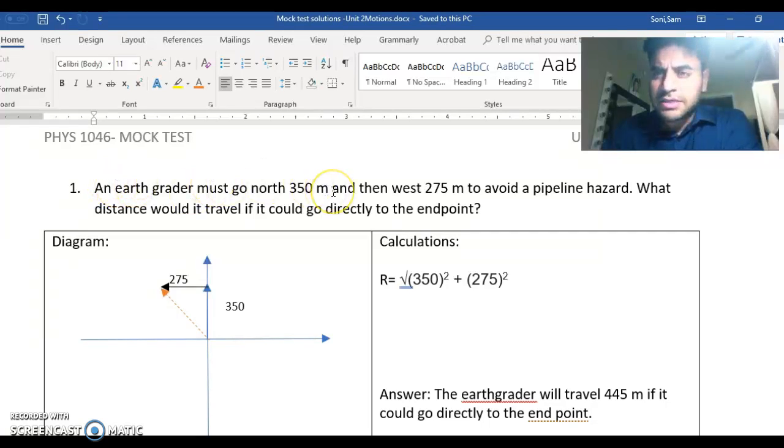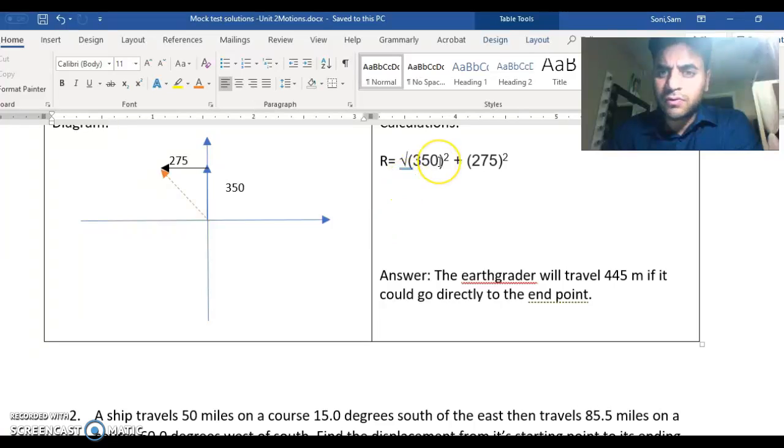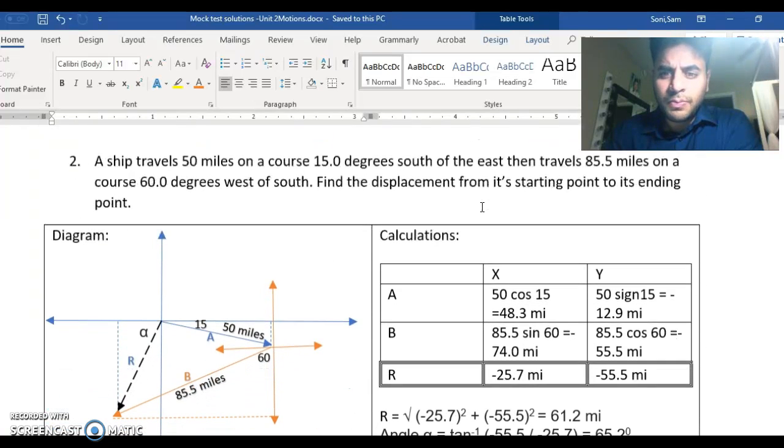Question one is a simple displacement question. The grader is going 350 meters north, so that's the first dimension. Then it's going 275 west. What distance would it travel if it could go directly? That would be the resultant. You can simply use the Pythagorean theorem: the square root of 350 squared plus 275 squared. I don't think this should be a problem.